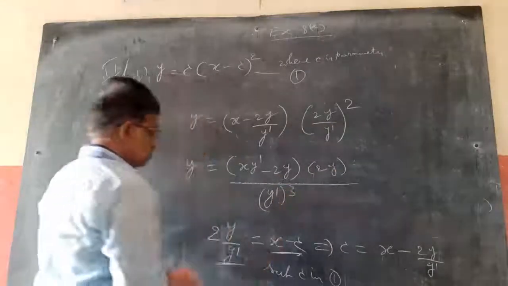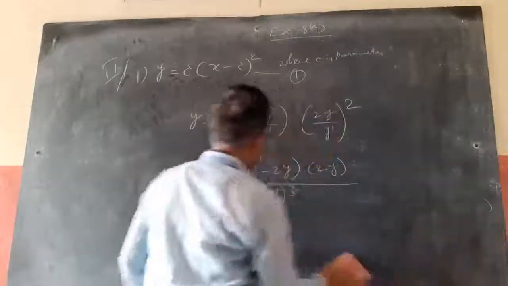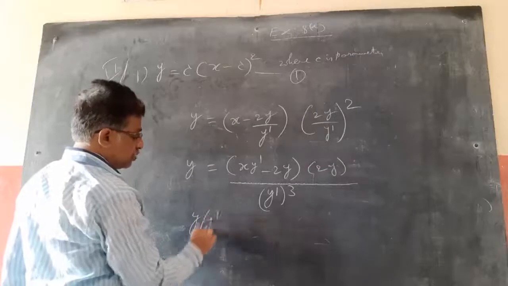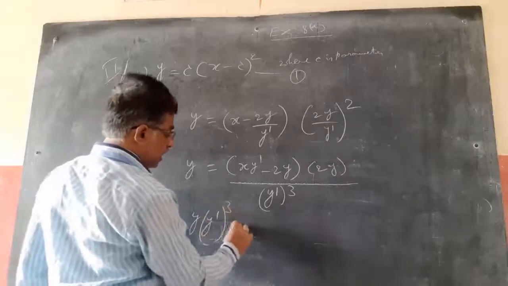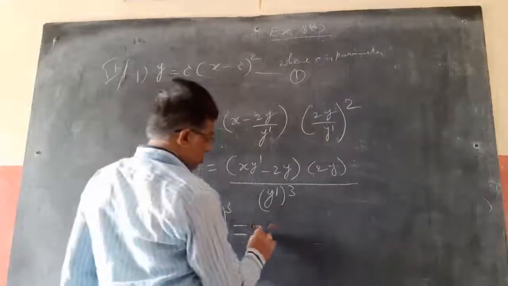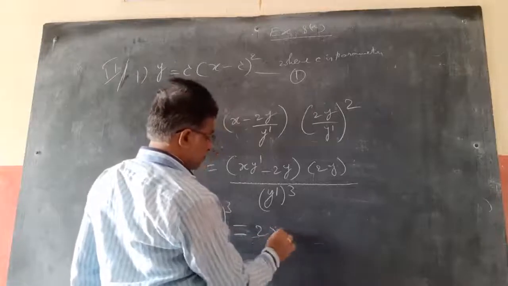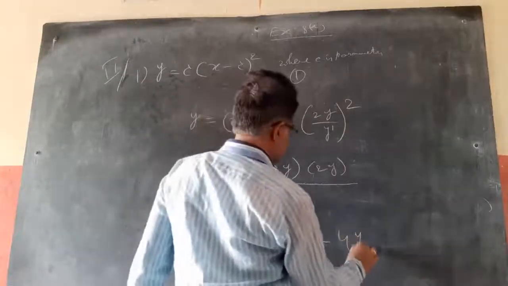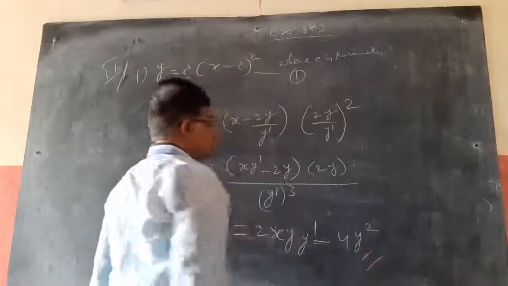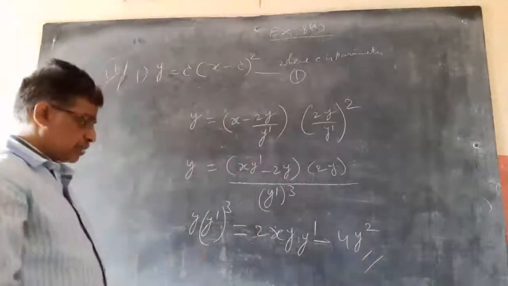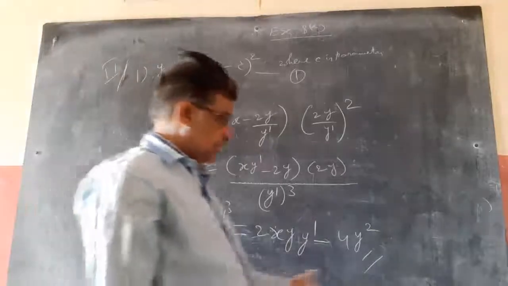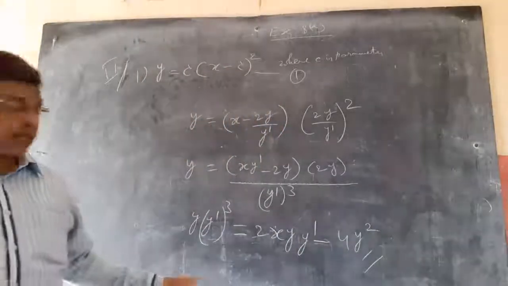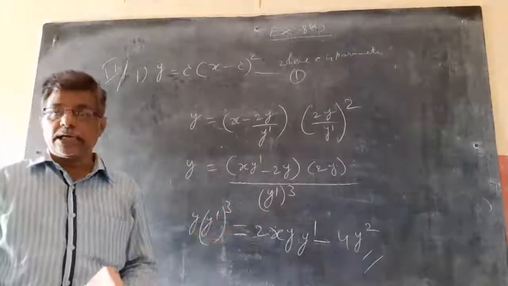So the final differential equation is, if you bring y dash cube to this side, y dash cube equal to 2xy into y dash minus 4y square. So this is a differential equation of order 1, degree 3.